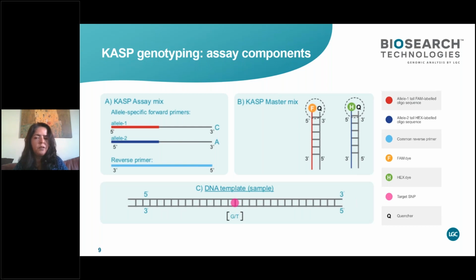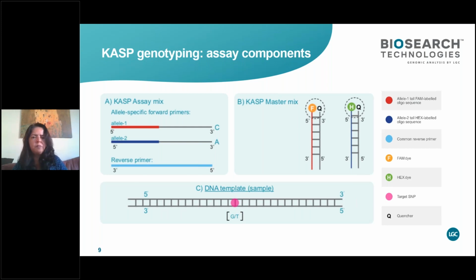Another component is the master mix, and this contains all the components for the PCR reactions, including enzymes, magnesium, dNTPs, and it also contains a universal FRET cassette, which does not generate any signal before the PCR reaction, as the fluorophores are quenched. Of course, you need the DNA template, which is extracted from the individual samples, and this enables the KASP technology to be extremely efficient and robust.